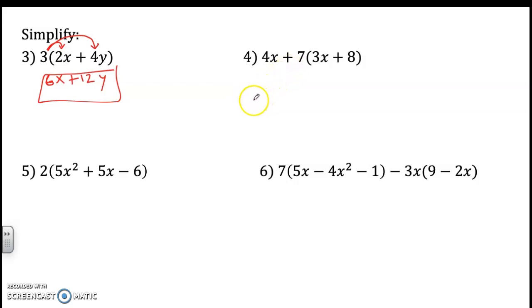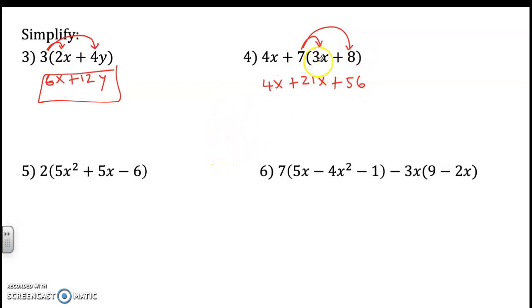Number 4. I have a parenthesis, so the first thing that I need to do is work with this parenthesis. There's a number in front of it. That means I have to distribute. So 7 times 3 is 21x, and it's positive. 7 times 8, both are positive, so that's going to give me a positive. 7 times 8 is 56. And that's my distributive property. I'll bring down the 4x.